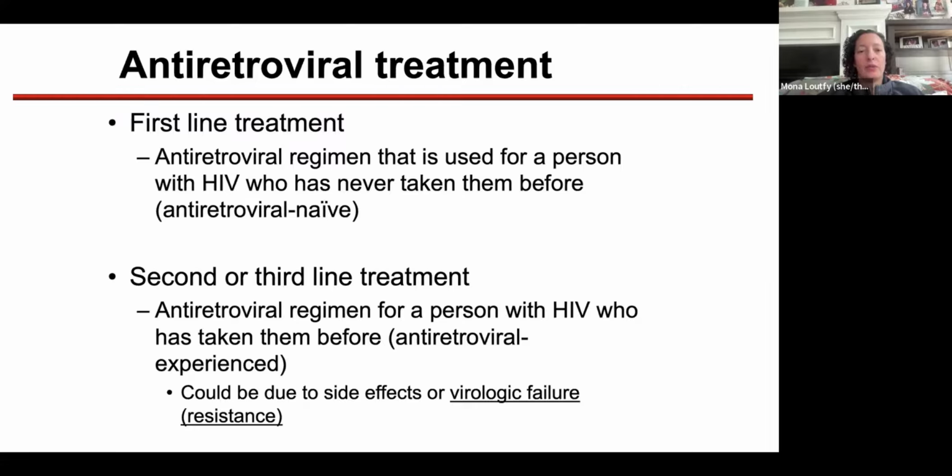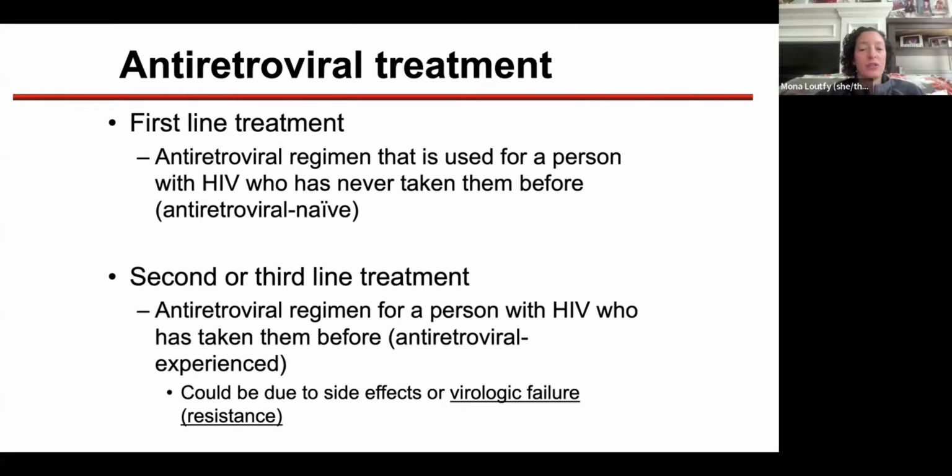So the terminology for antiretroviral treatment is we call it first line treatment if a person was diagnosed with HIV and they've never taken treatment before. And we call that person antiretroviral naive. So if we're doing a study or a trial, it's an antiretroviral naive trial, meaning we're testing giving a drug regimen for the first time, comparing it to the standard of care.